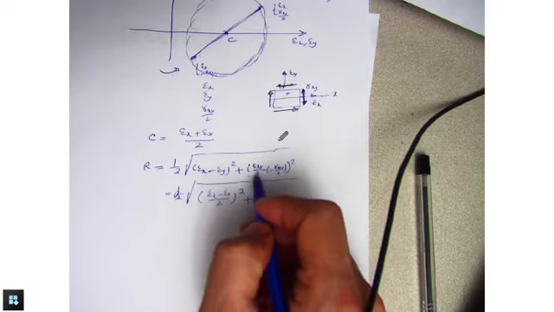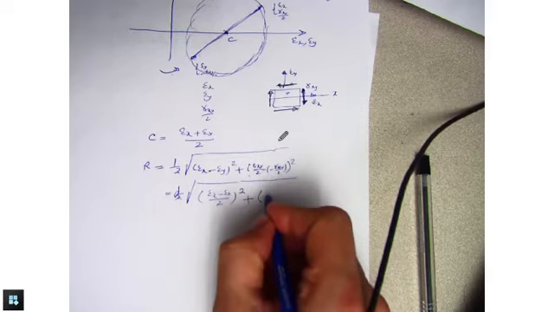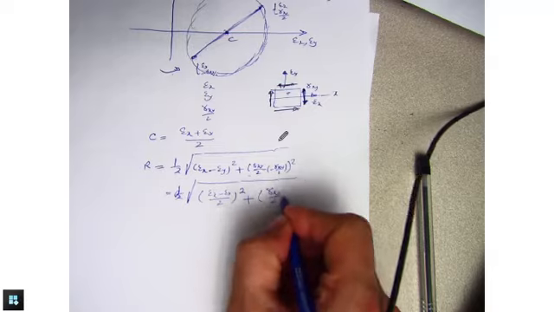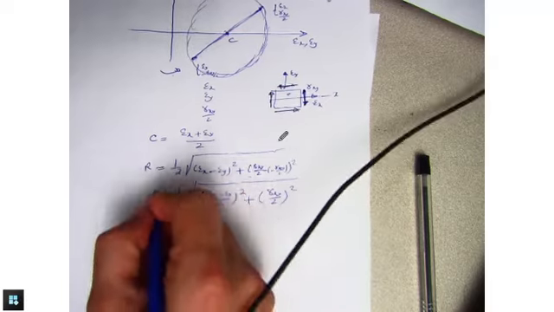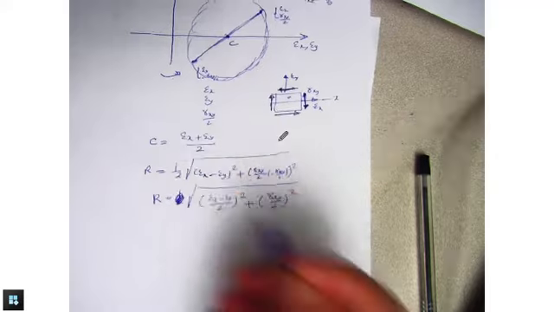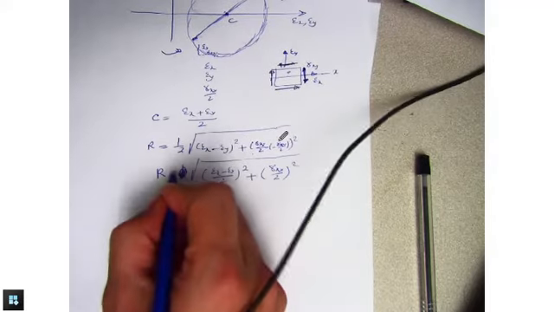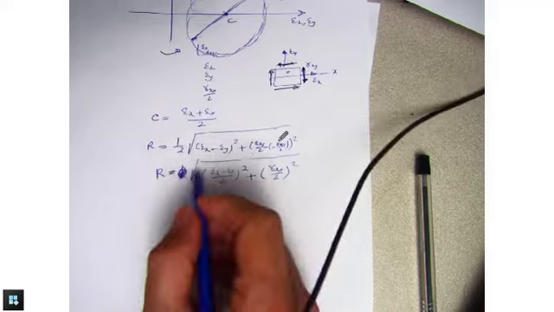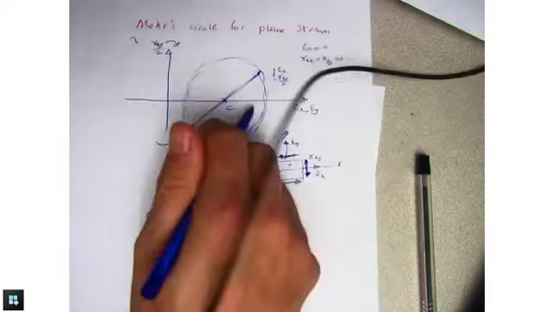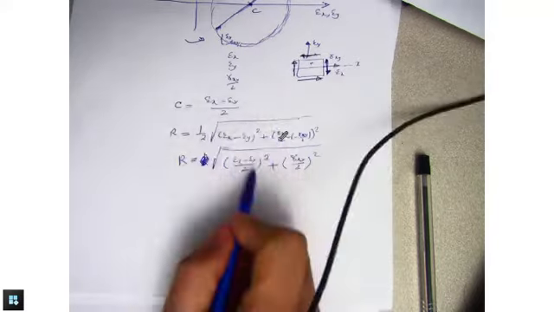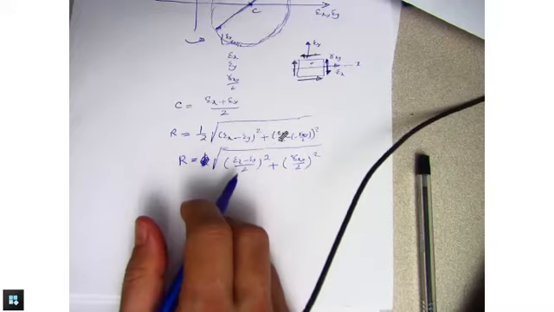Then I take that 1/4 inside, and I'm actually going to have gamma xy divided by 2, squared. So this is my R, right? This is my R, the radius of my Mohr's circle for strain. All right, so I have this.